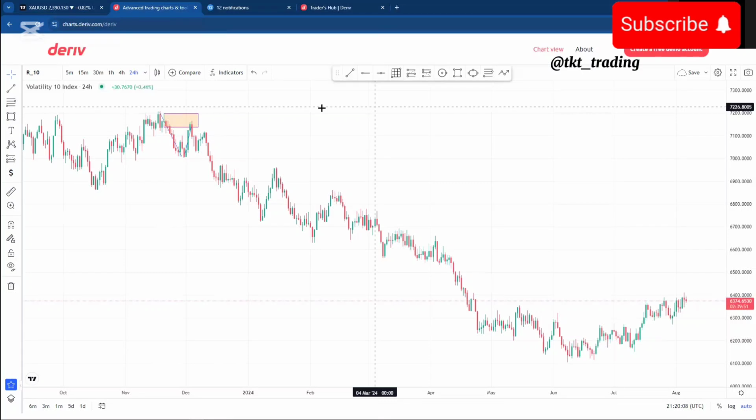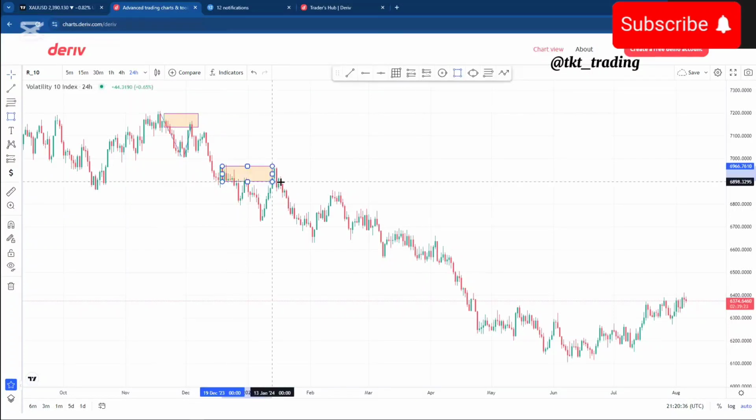Okay, let me continue. From this point now, we want to look for the last bullish candle before price moves downwards here. You're going to notice this is the last bullish candle before price actually starts diminishing downwards here. So you take this zone and mark it out as your supply zone.